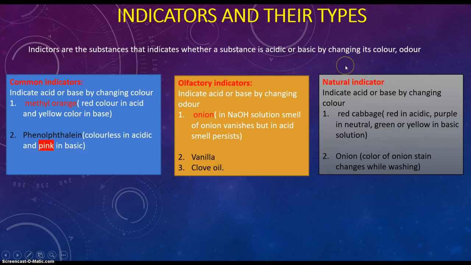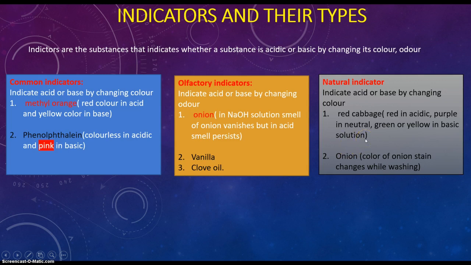Now, natural indicators. What are natural indicators? Natural indicators are indicators which can indicate the presence of acid or base by changing their color. But here it is slightly different from common indicators. Common indicators could be made in the lab, that means they could be synthesized, right? But natural indicators are obtained from natural resources. For example, red cabbage is a natural indicator. Onion is also a natural indicator, and also an olfactory indicator.